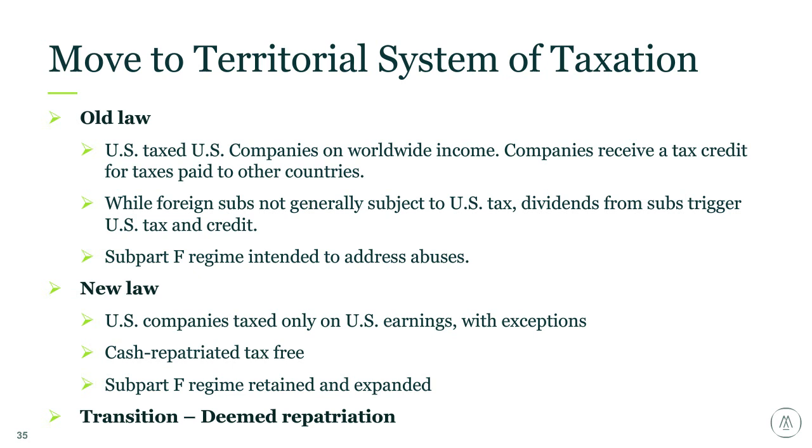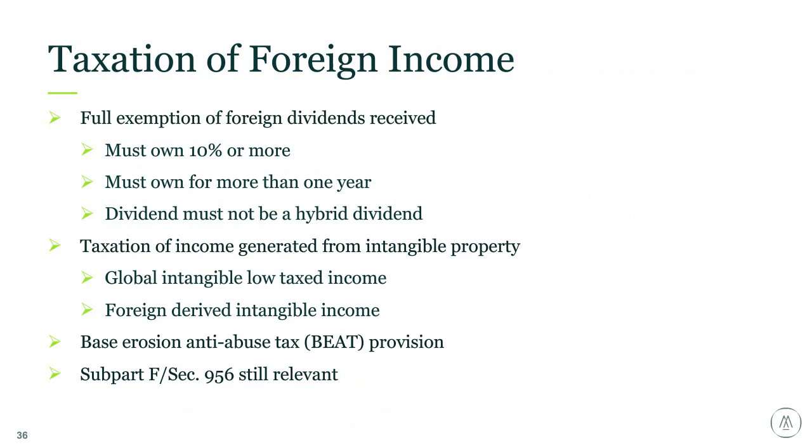So on the taxation of foreign income, again, there's an exemption of foreign dividends received, but this exemption is only available for a C corporation that owns stock of at least 10% in a foreign corporation. And there's a one-year holding period required for that exemption to apply. Now, that holding period doesn't need to be met on the date that the dividend is paid, but overall, the stock has to be held for a year in total. And the final qualification is that the dividend cannot be a hybrid dividend, which is there must not be a deduction or tax benefit in the foreign country available as a result of that dividend being paid.